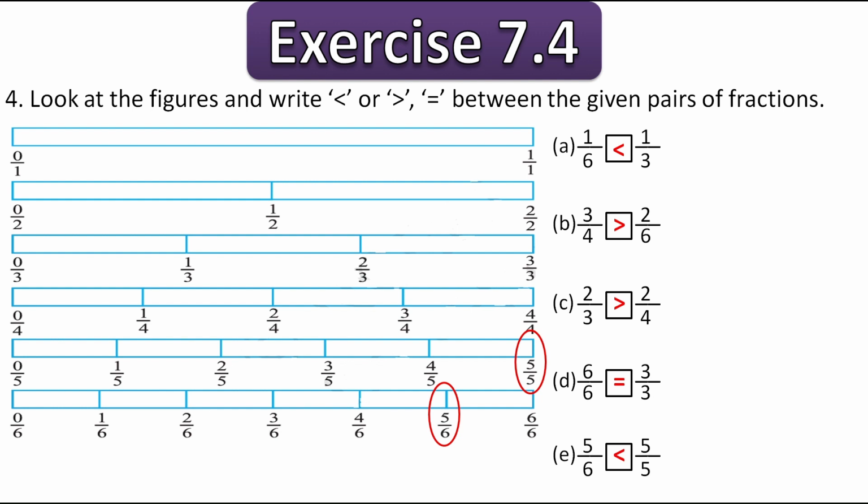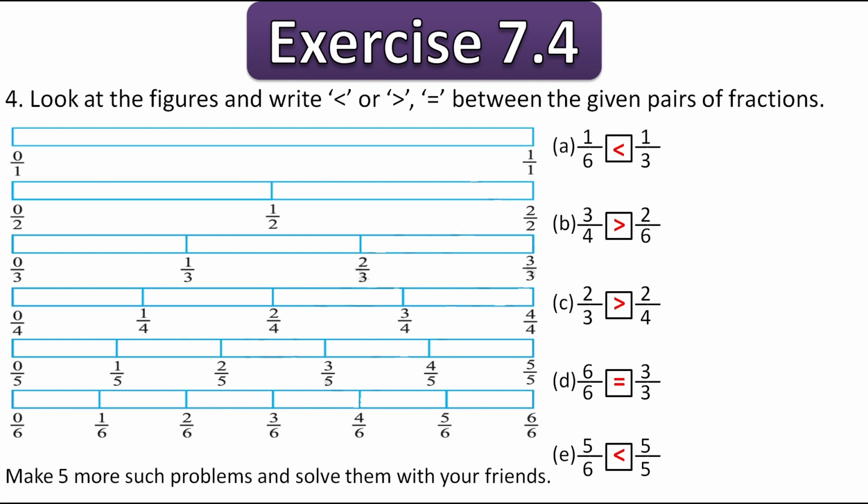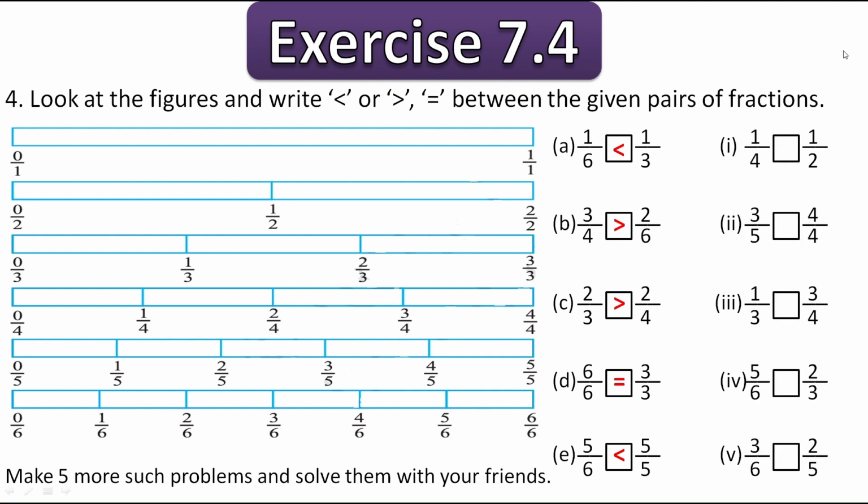Now we have the question: make 5 more such problems and solve them with your friends. So here I am taking 5 more examples. You can use any other examples. Okay. Now let's check where 1 upon 4 and 1 upon 2 are. See here, 1 upon 2 is on the right side of 1 upon 4. Therefore 1 upon 2 is greater than 1 upon 4.